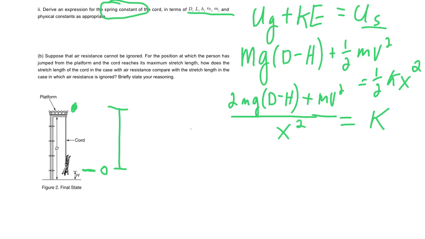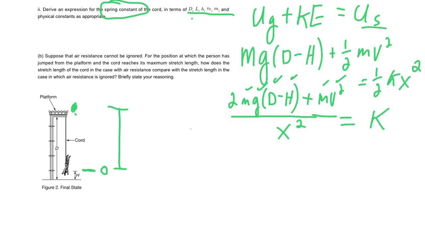Now again, you always want to go back to what they're allowing you to use, and just check your variables. So d is good, h is good, m is good, g is good, v is good. x is not good, so that's not one of our choices. So we do have to solve for x.